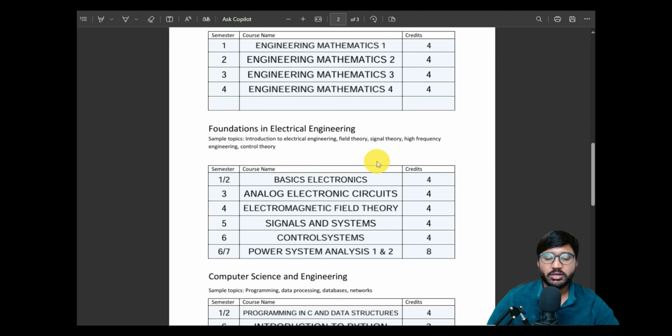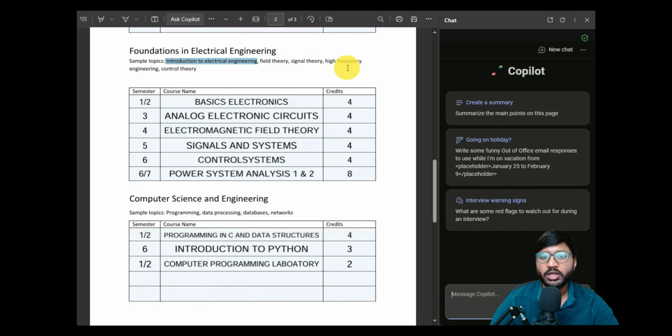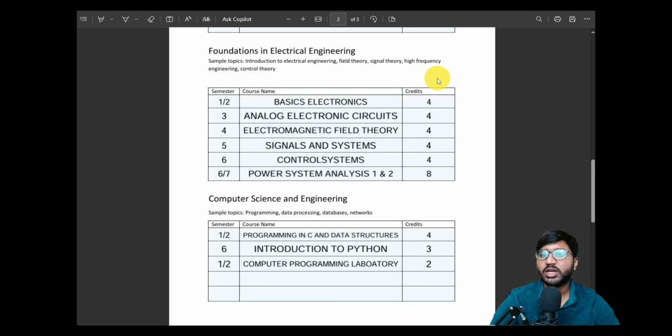Straightforward. And here come the good parts, which are foundation of electrical engineering and computer science engineering. Here foundation means you need to give the introduction to electrical engineering which you studied, then field theory, signal theory, high frequency engineering, control theory. These are normal fundamental electrical engineering courses that you have done, from 3rd semester to 8th semester. Usually in 1st or 2nd semester you would have done basic electronics, depending on the cycle. It is a 4 credit course, you have done 1.